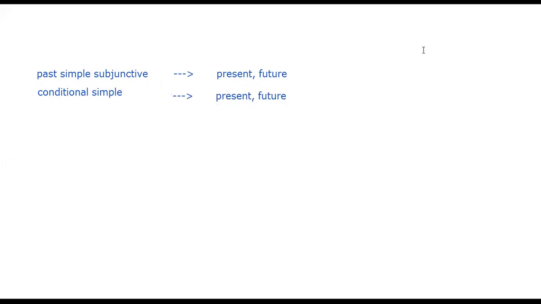So this is just a recap of what we've learned. So an example here would be, let's say, if I were poor. And then I'll finish the sentence over here. If I were poor, I would be very depressed. So were is the past simple subjunctive, would be is the conditional simple.